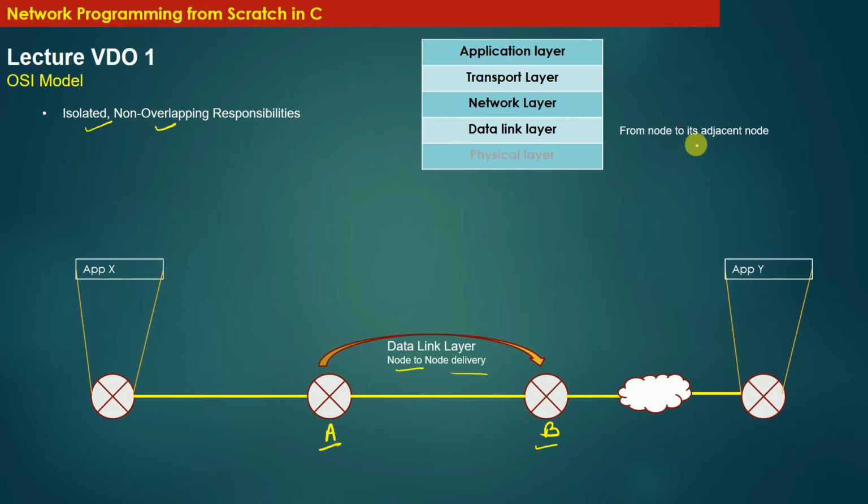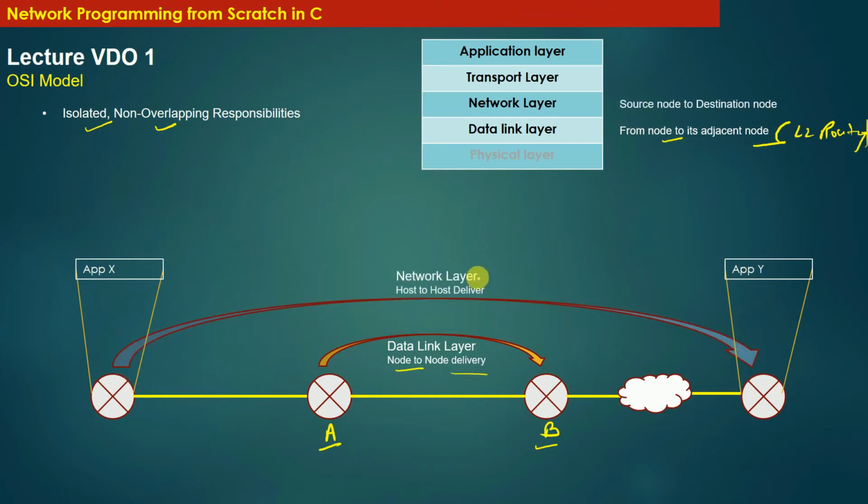So the data link layer is concerned with node-to-node delivery. That is, the data link layer is concerned with data delivery from a node to its adjacent node only. This is also called L2 routing. Similarly, the network layer is responsible for the delivery of the packet from the source machine to the destination machine. Now remember, the source machine and destination machine can be present anywhere in the network. There can be any number of intermediate routers between them. So the network layer is responsible for data delivery from source node to destination node.